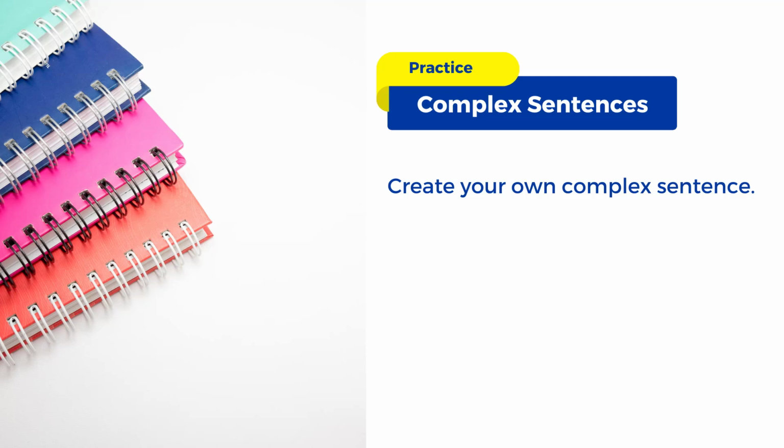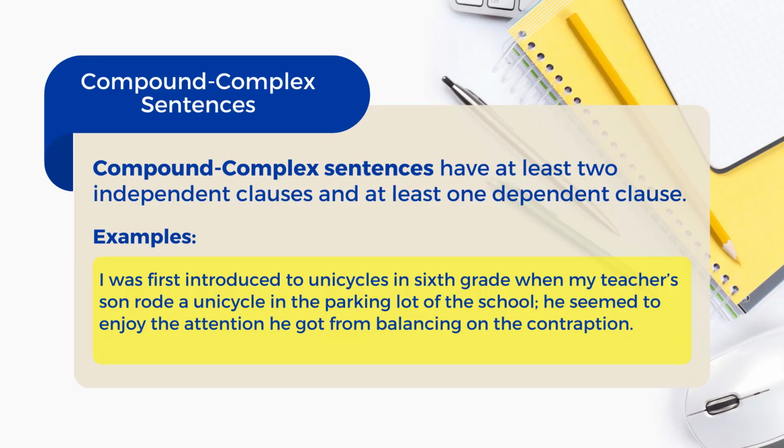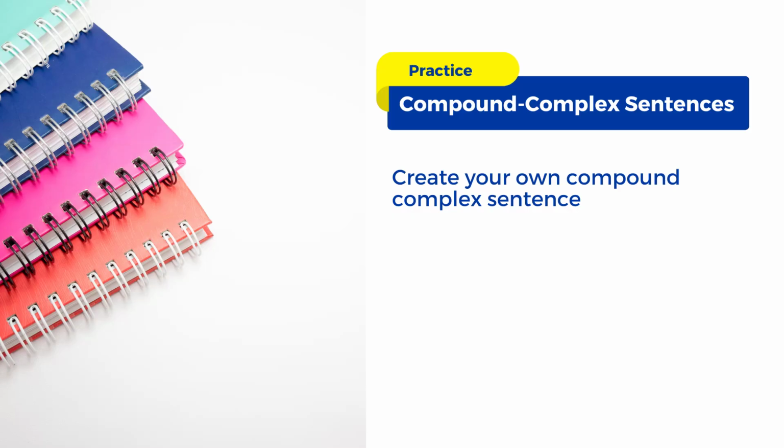All right, so it's time to move on to our fourth and final sentence type, and this is called the compound complex sentence. And this has at least 2 independent clauses and at least 1 dependent clause. So for example, we might have, I was first introduced to unicycles in 6th grade when my teacher's son rode a unicycle in the parking lot of the school. He seemed to enjoy the attention he got from balancing on the contraption. Go ahead and write your own compound complex sentence now.